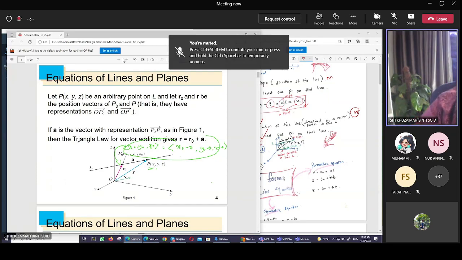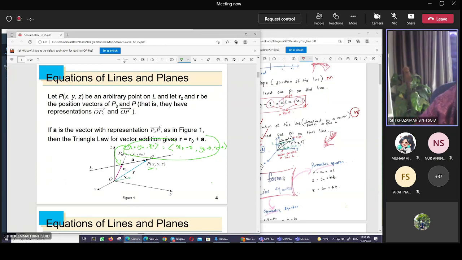So, idea ni dia kata based on the triangle law, kita tahu this R equals to this R0. Look at the arrow, right? R0 plus A. Okay, R0 plus A. So, to get R, that's why we have this relation. Yeah, we have this relation.